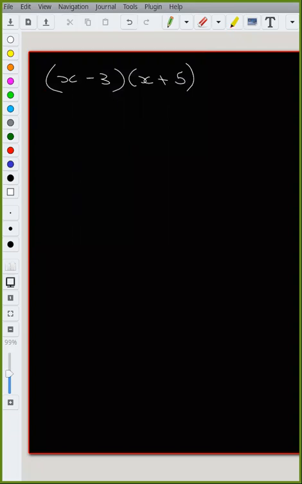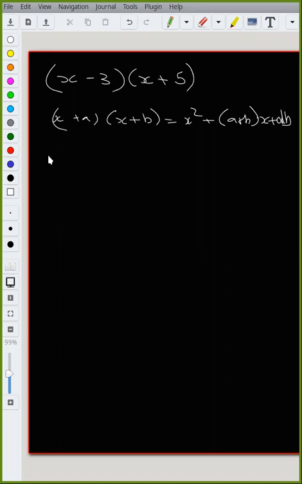Jyoti, let's solve this quickly. Yes, sir. So it will be x square plus... What identity are we using? We are using x plus a into x plus b is equal to x squared plus a plus b into x plus ab. Yes, sir.